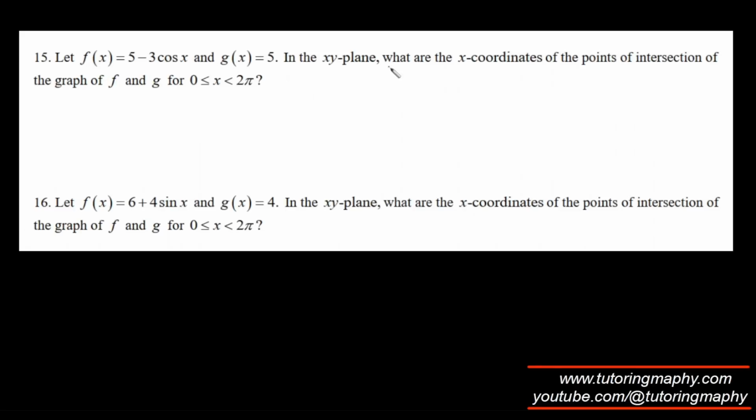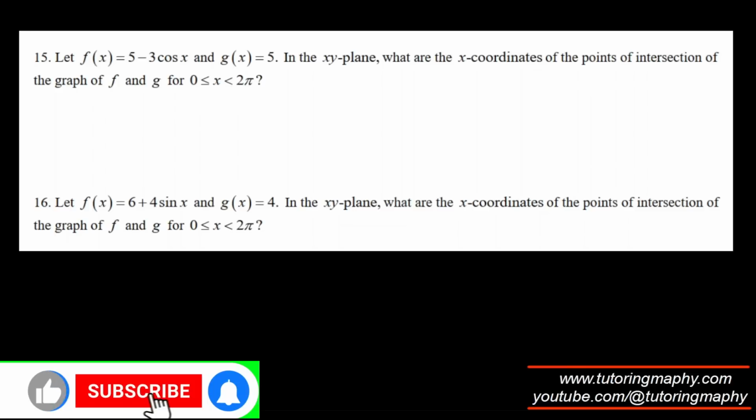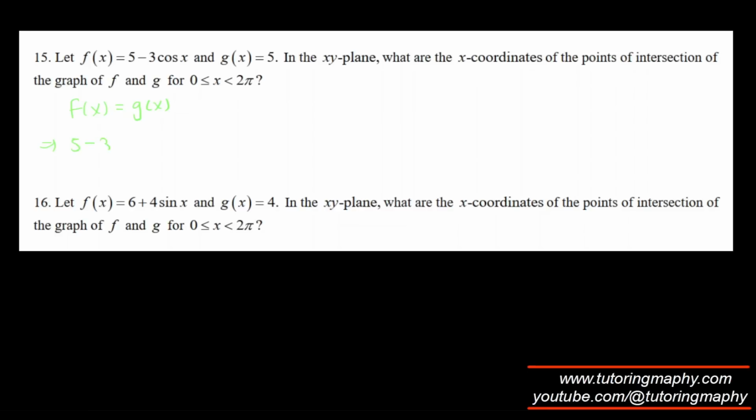Okay. What are the x-coordinates of the point of intersection of f and g in 0 to 2 pi? So point of intersection just means that both the functions are equal, right? So you have to solve for f(x) equal to g(x) basically, which means that 5 minus 3 cos x should be equal to 5. So 5 and 5 is gone, which means that minus 3 cos x is 0, which means that cos x is 0, which means that x is equal to pi over 2 and x is equal to 3 pi over 2. So cos pi over 2 is 0, and cos 3 pi over 2 is also 0. Okay.